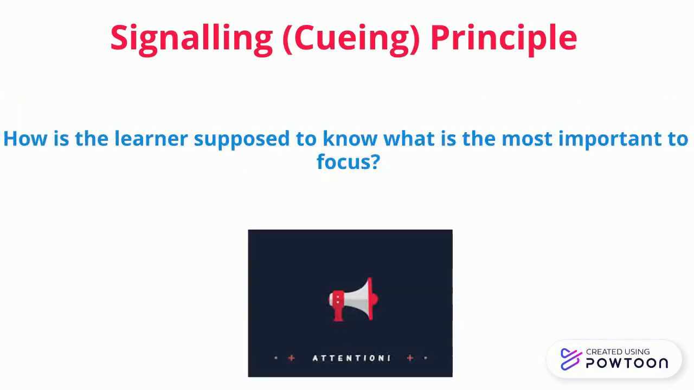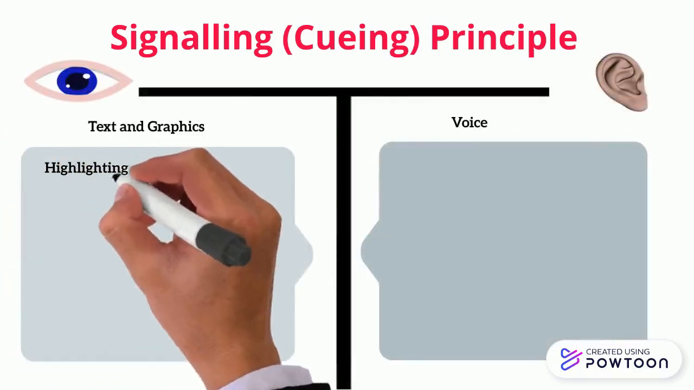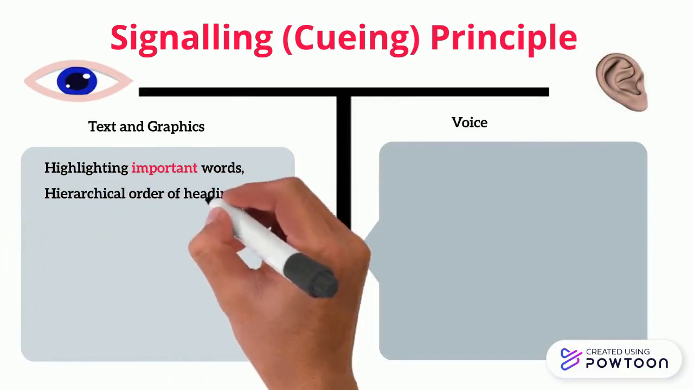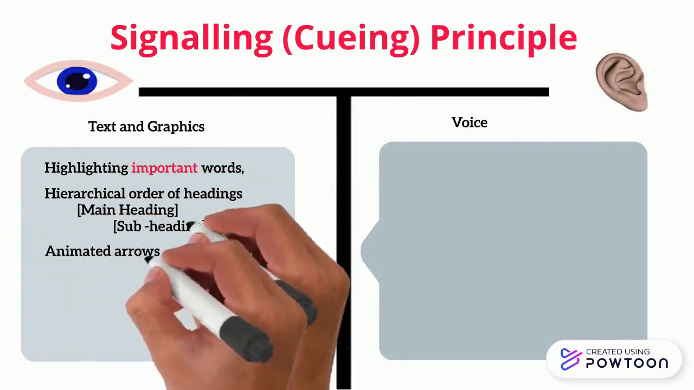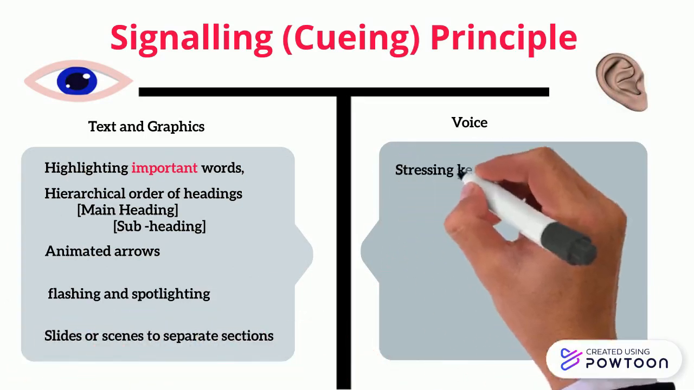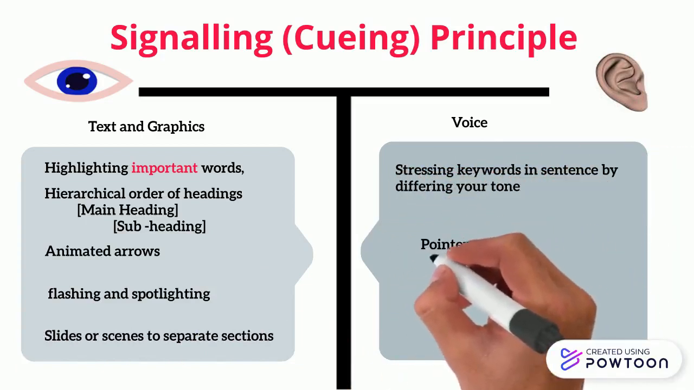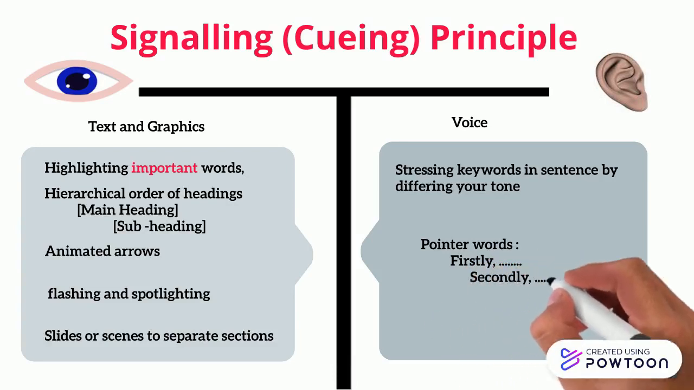How is the learner supposed to know what is the most important to focus on? As a multimedia developer, you can use visual and voice cues such as color, highlighting important words, hierarchical order of headings, animated arrows, flashing and spotlighting to point out significant information, using slides or scenes to separate learning sections, and stressing keywords in a sentence by differing your tone. Pointer words such as firstly, secondly, thirdly can also be used as signaling.